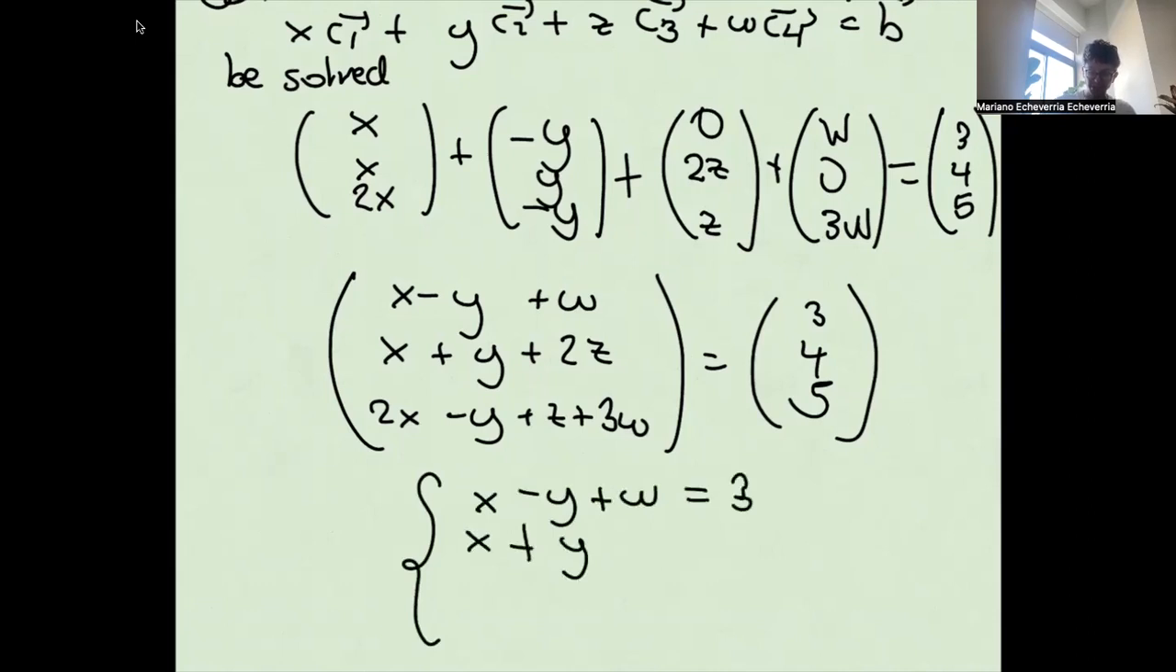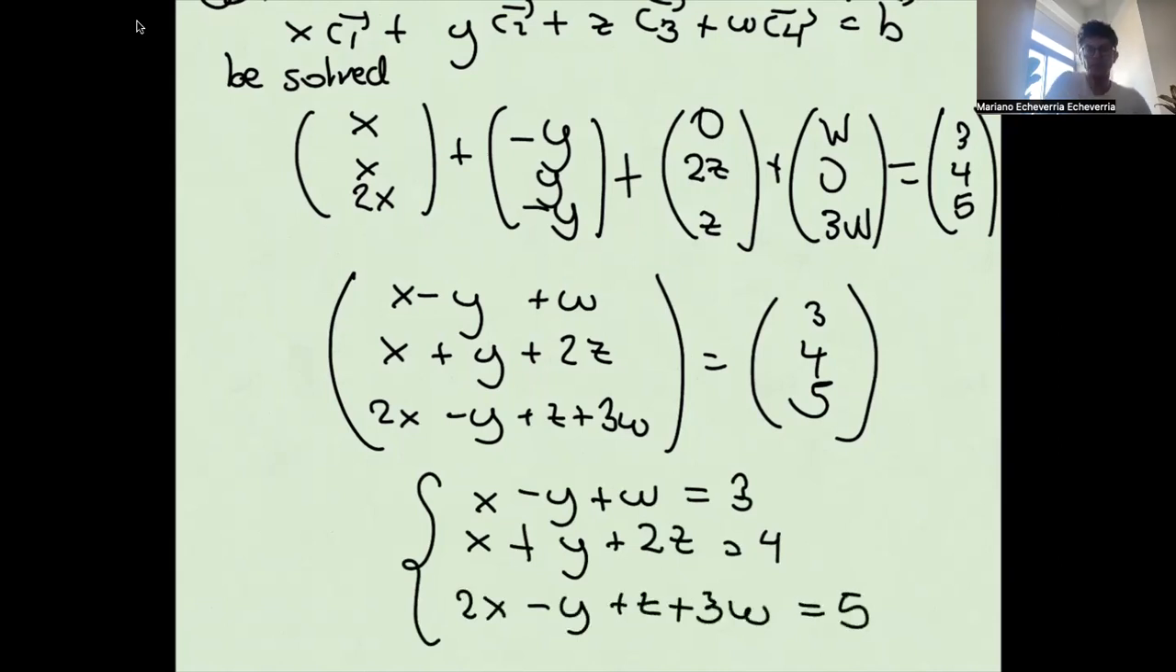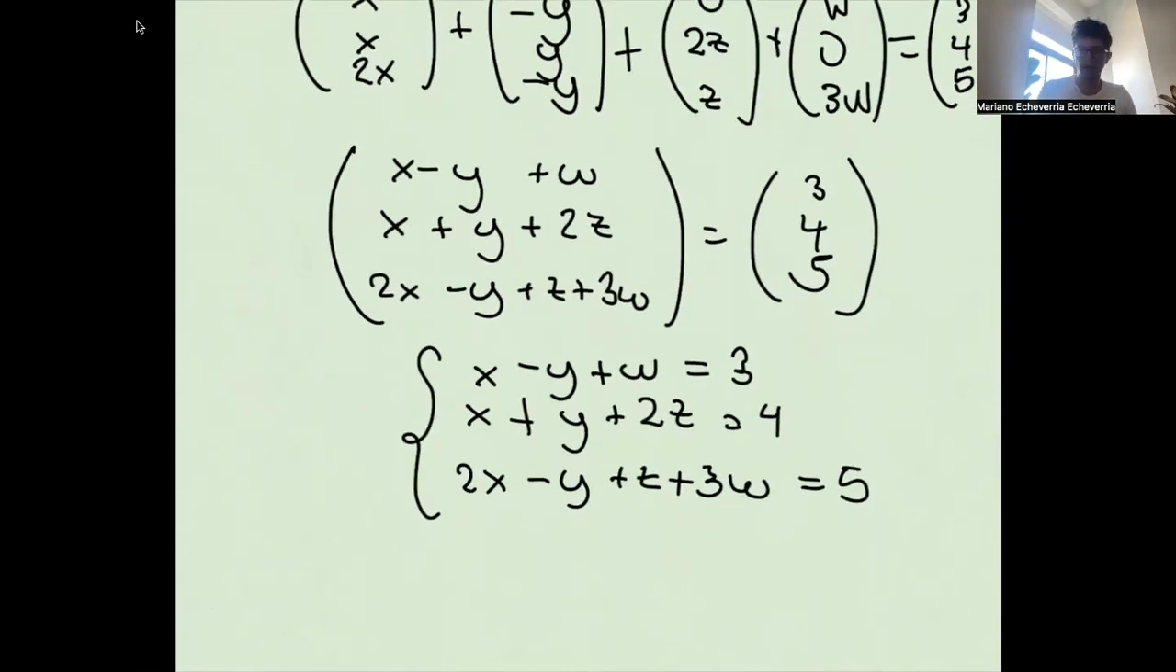What I'm trying to say is that determining whether a vector is a linear combination of others is always about solving a system of equations. That's the first takeaway of what I'm doing right now.